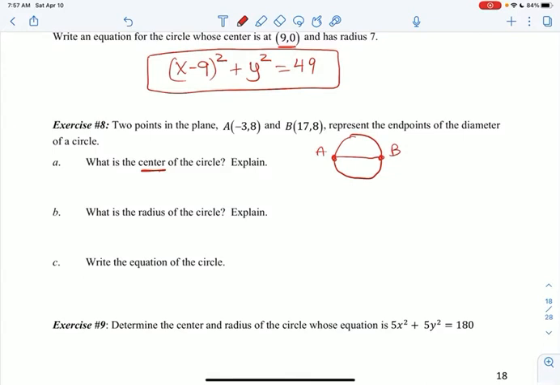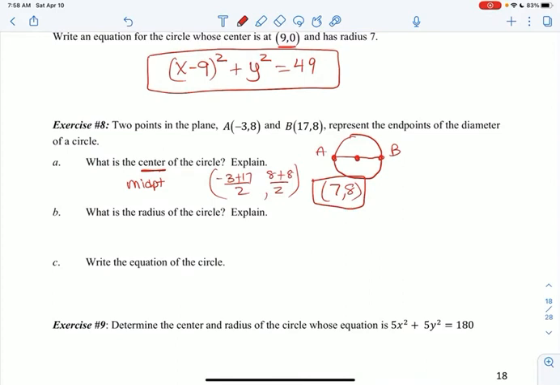Now to write an equation of the circle, I need to find that midpoint. So that's the first thing I'm going to do. The center of the circle will just be the midpoint. So I'm going to add the x's and divide by 2 and add the y's and divide by 2. So I'm finding the center of my circle. Well, that's 14 over 2, which is 7. 8 plus 8 is 16 over 2, which is 8. So there we go. Now I have the center of my circle.